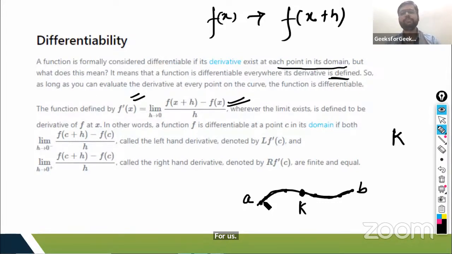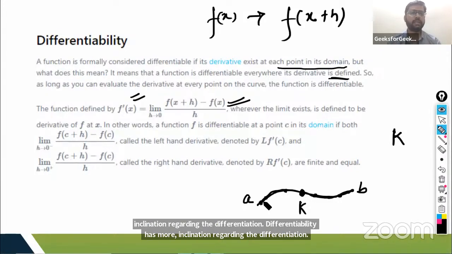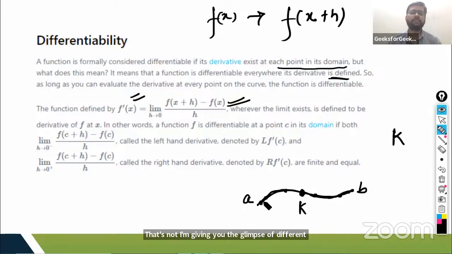Differentiability has more inclination regarding the differentiation, and I know that I haven't covered the differentiation part. That's why I'm giving you a glimpse of differentiability. What is exactly this one? For the time being, just understand: if any function is given and its domain is given, if the function is differentiable at every point of the entire domain, then we can say that the function is differentiable.